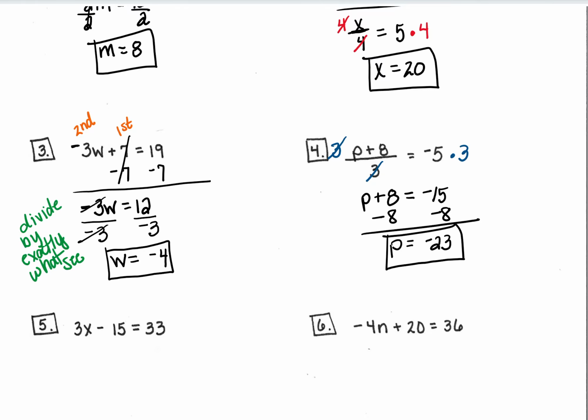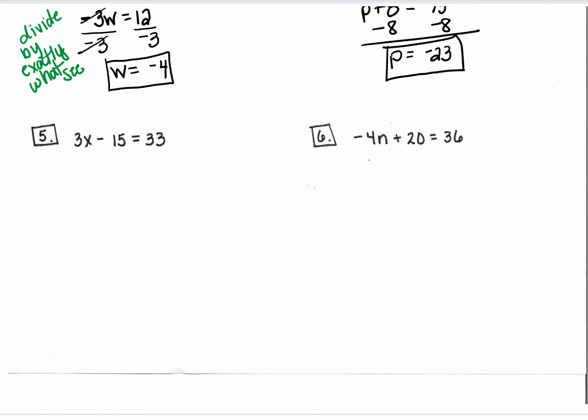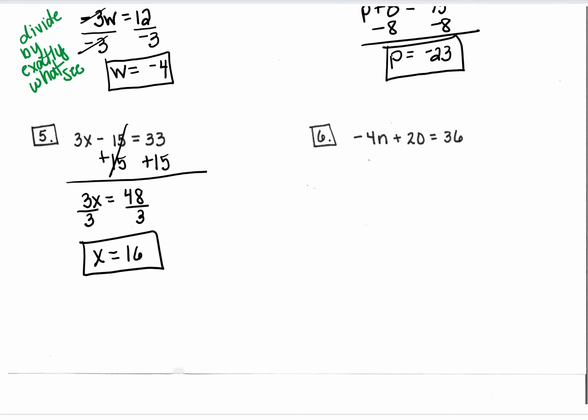Okay, on this one right here, again, we know the 15 is the one we'll take care of first. And if that's a minus 15, we're going to plus 15. So I'm going to add my 15 over, and those are going to cancel. So bring down your 3x, and when you add those, you get 48. Divide by 3, and 48 divided by 3 is 16.